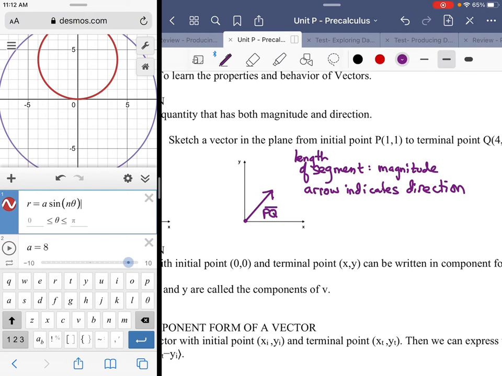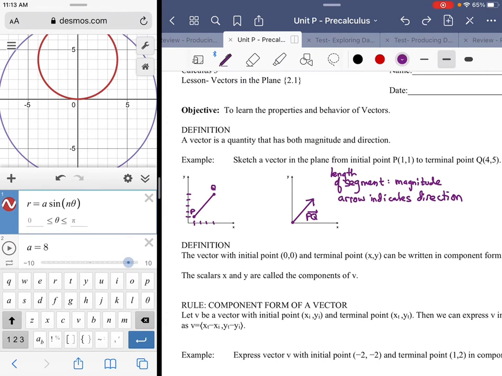We would call this vector PQ, with the little arrow notation on the top. What a lot of people will do is they'll just put a single, like half of an arrow on the top, and that's perfectly fine, either way.